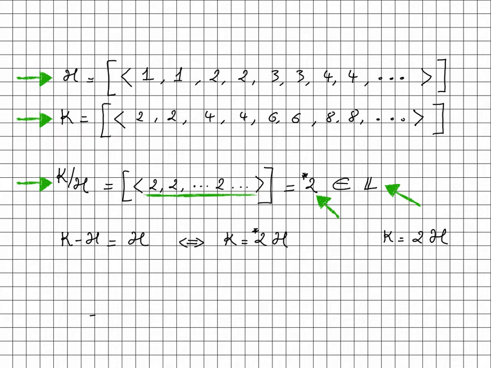And you can also verify that k minus h is equal to h, which is of course telling us that k is *2 times h. Notation that we may often simplify to simply k equal to 2h.